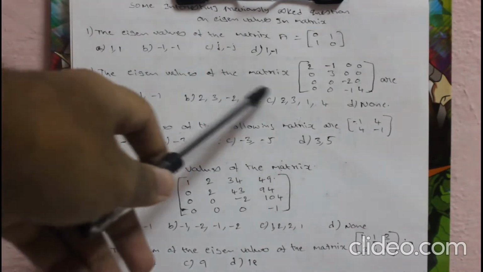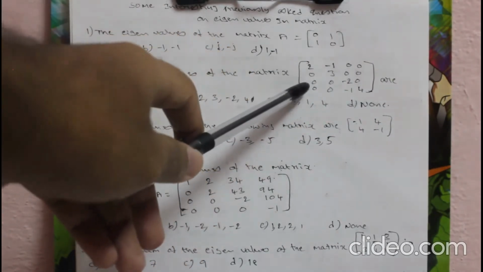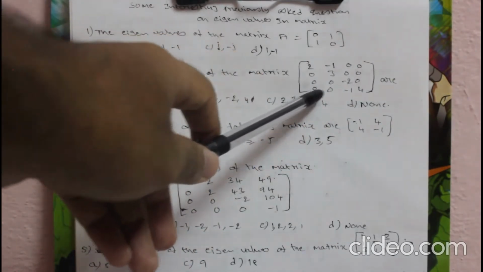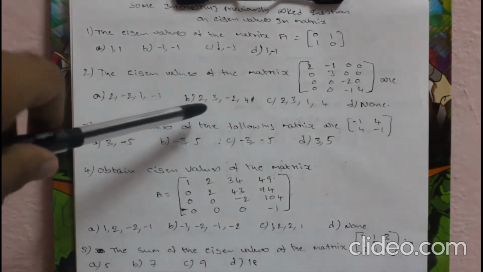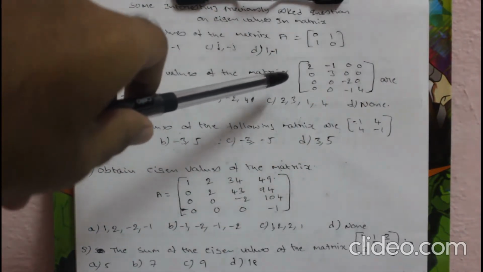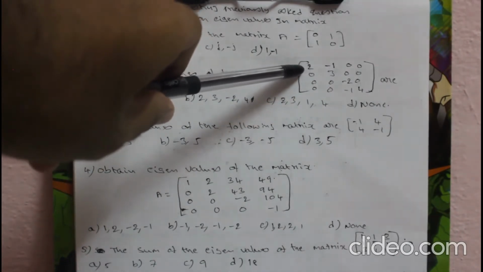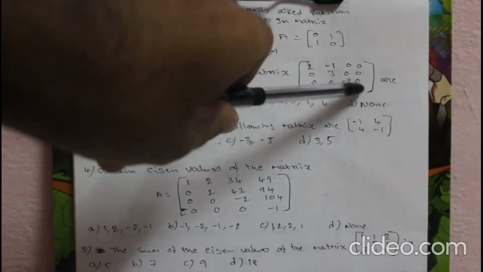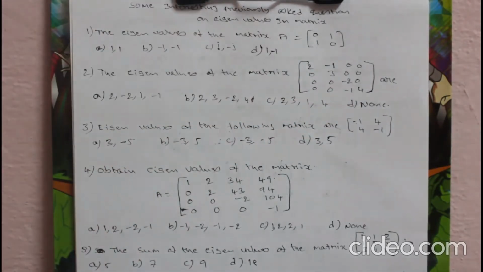The eigenvalues of the matrix 2 minus 1 0 0, 0 3 0 0, 0 0 minus 2 0, 0 0 minus 1 4 are. Now apply the first point, that is, the sum of the eigenvalues is equal to the addition of diagonal elements. Look at the diagonal elements here, 2, 3, minus 2, 4. So 2 minus 2 is 0, 3 plus 4, so 7. So the sum of the eigenvalues is equal to 7.